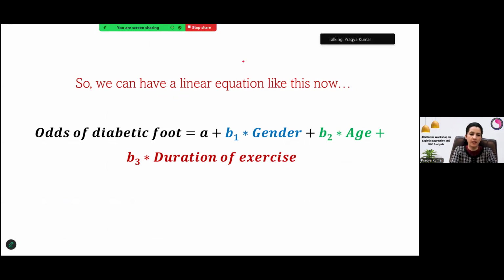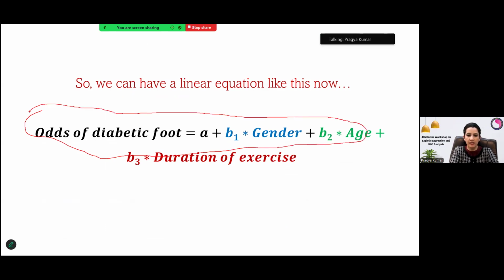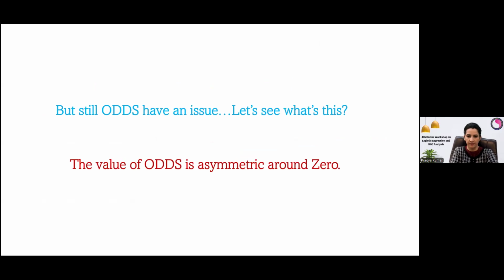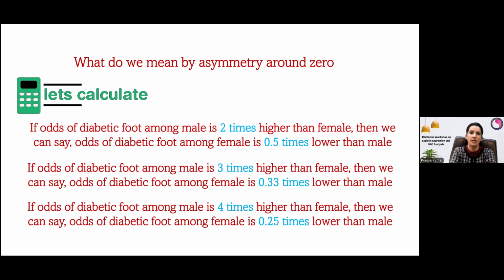I have written my equation as odds of a diabetic foot, where A is the intercept, and then again the same 3 predictor variables: gender, age and duration of exercise. But odds still has an issue, because the value of odds is asymmetric around 0. So how can we handle that? You know that odds is not symmetric.